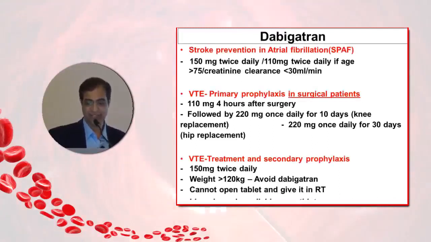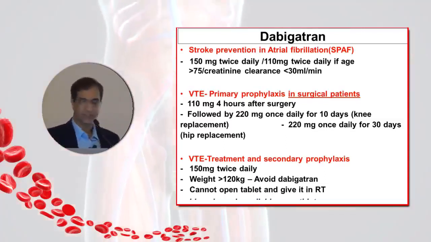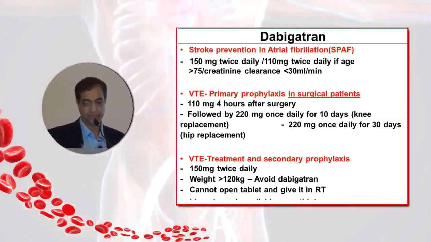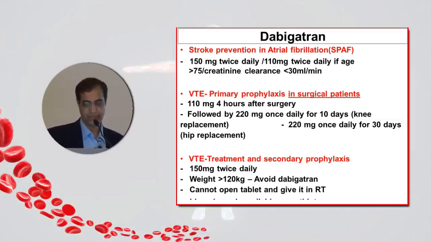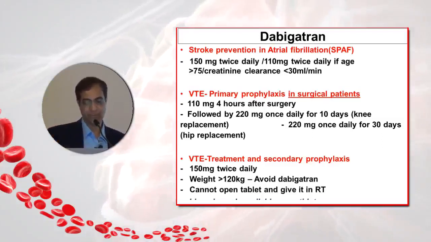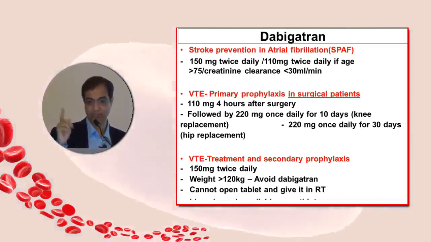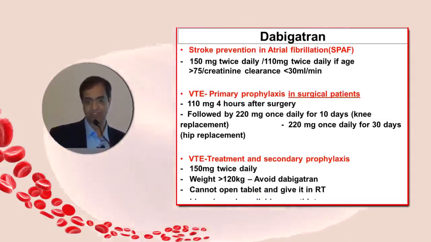Dabigatran, this is a little busy slide, but I'll try to bring it into a nutshell. The standard dose of Dabigatran is 150 milligram twice daily. Then you have special scenarios, of course, of venous thromboembolism, either primary prophylaxis or venous thromboembolism treatment or secondary prophylaxis, where you use a little different dose. But by and large, I have used the 150 milligram BID as a standard dose. You go to 110 twice daily if age is high. I'm talking about stroke prevention in atrial fibrillation.